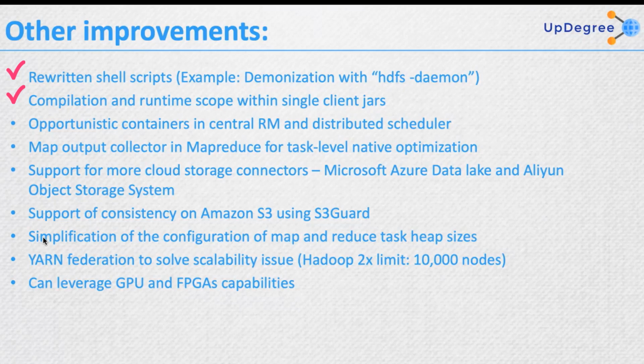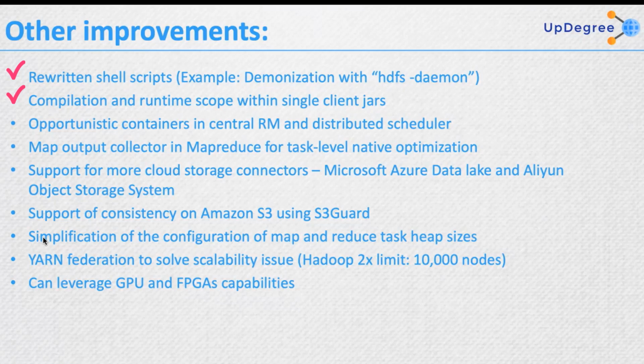There you develop something in Hadoop and then you try to run it on HBase, and then you have to write the dependency between them. So these scopes of compilation and runtime definitely conflict, and this has been resolved in 3x. So compilation and runtime scope within a single client jar. You don't have two separate jars, one for the client API and another one for the client runtime.